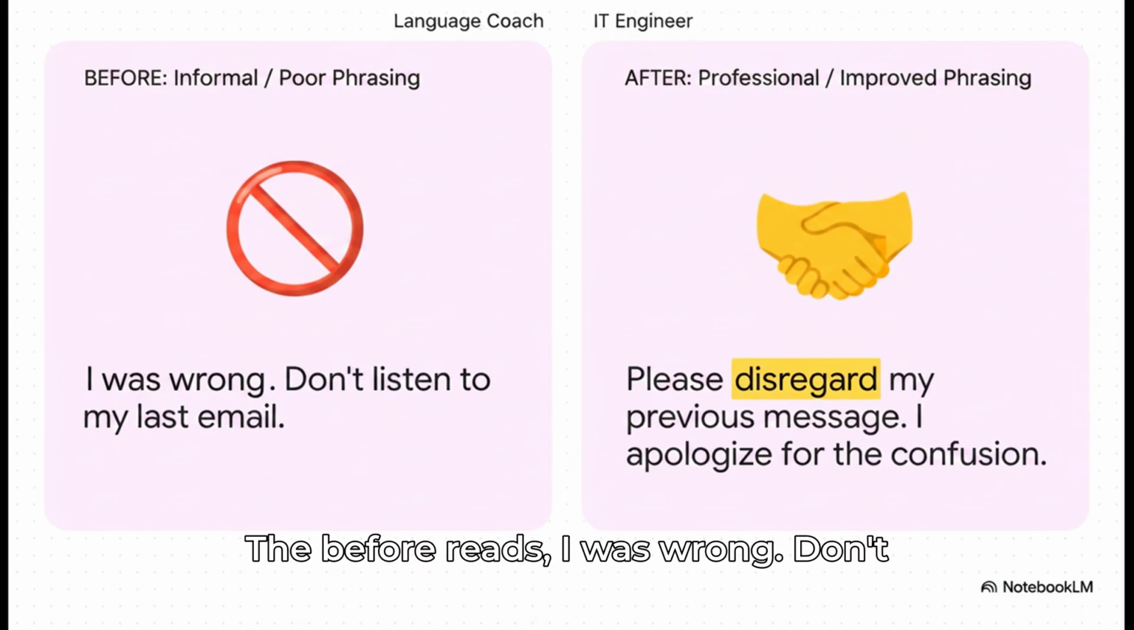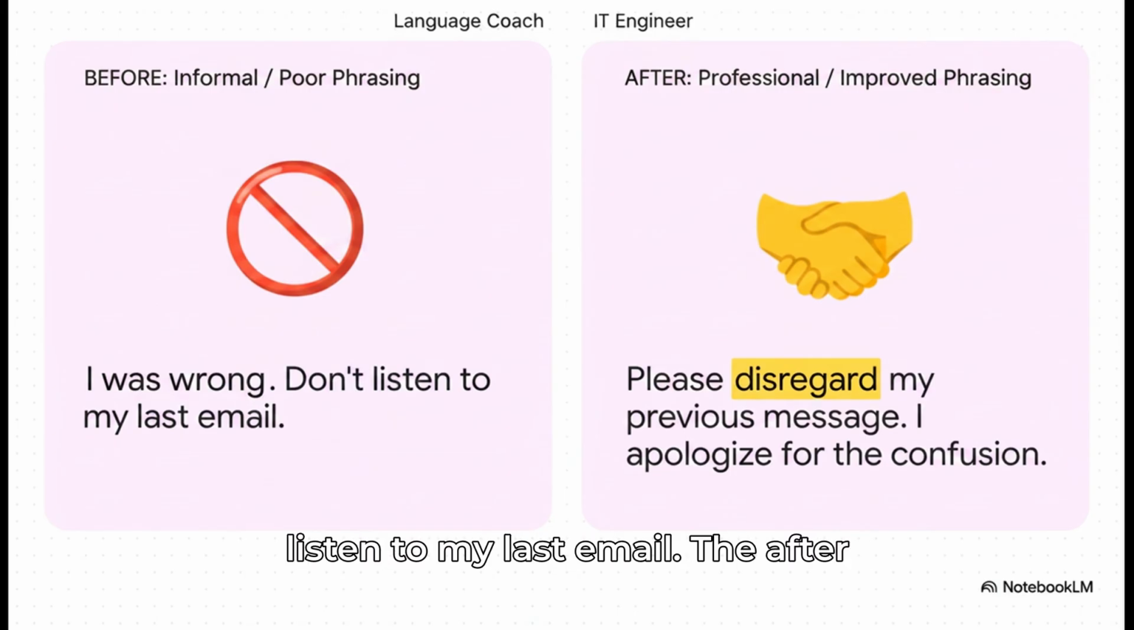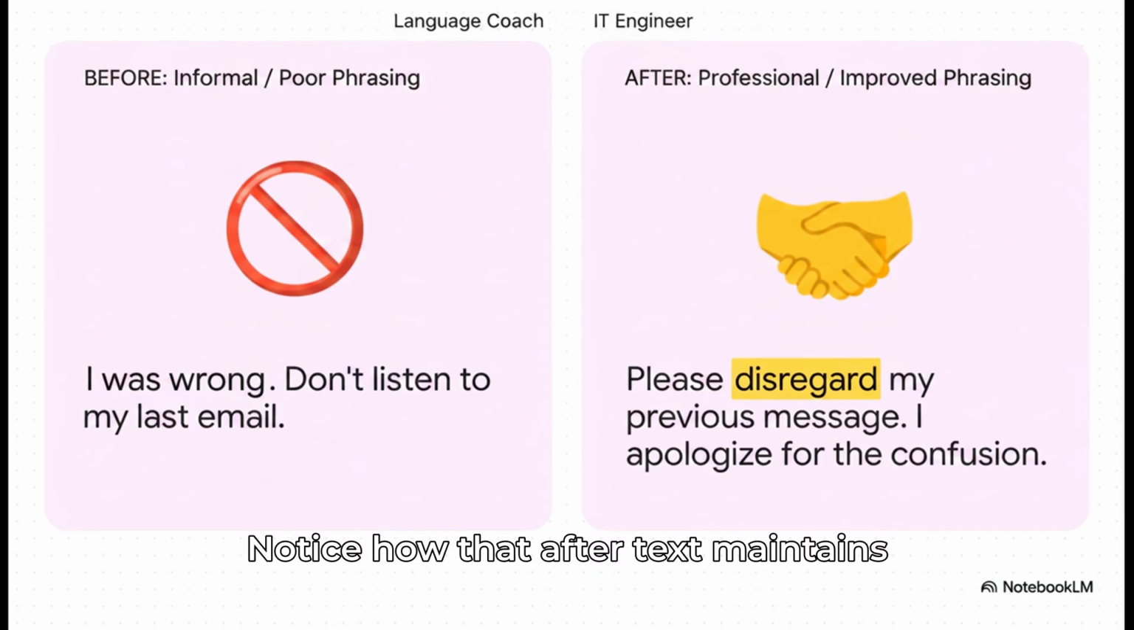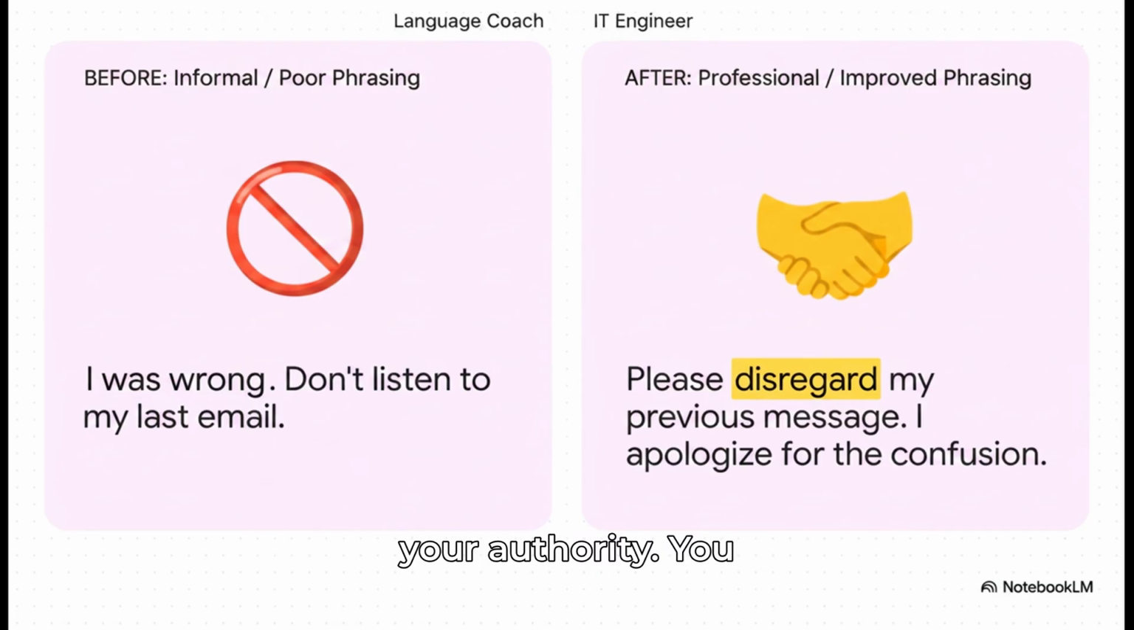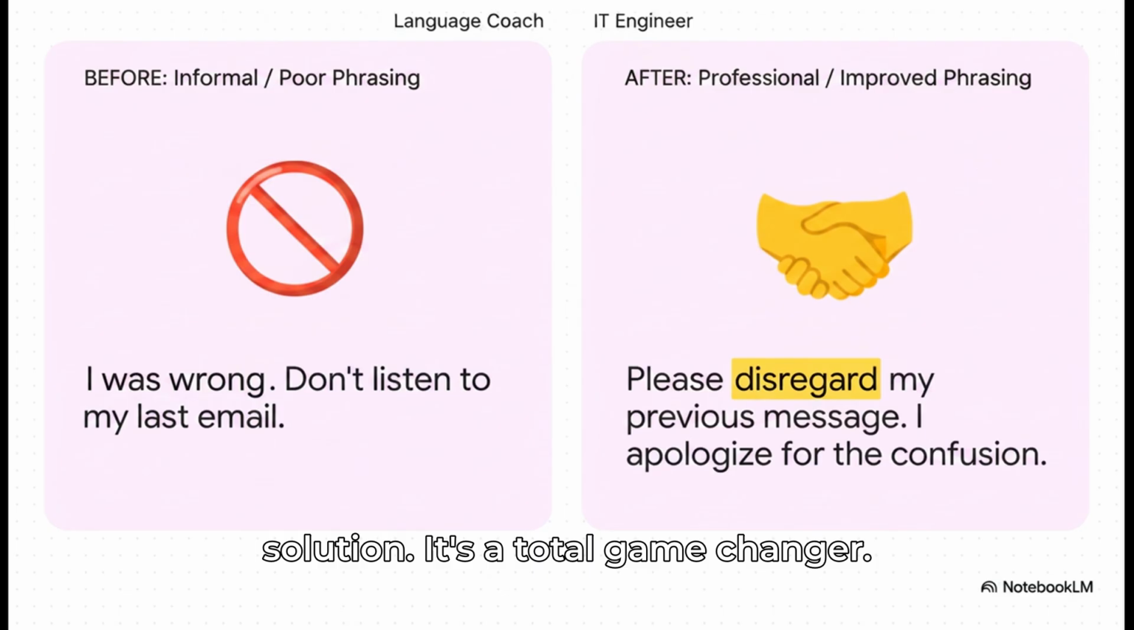The before reads, "I was wrong, don't listen to my last email." The after refactors that into, "Please disregard my previous message. I apologize for the confusion, and have provided updated steps." Notice how that aftertext maintains your authority, you acknowledge the error smoothly, and immediately pivot to the solution. It's a total game changer.